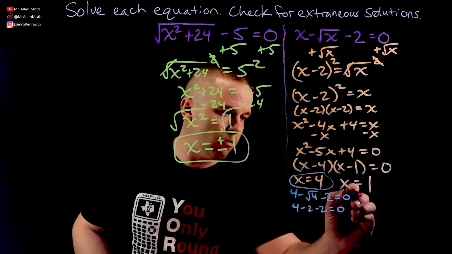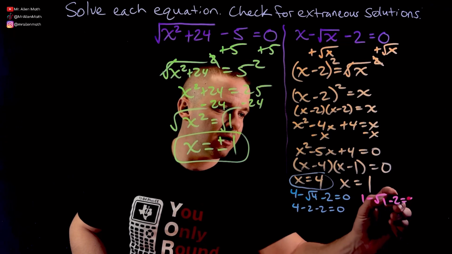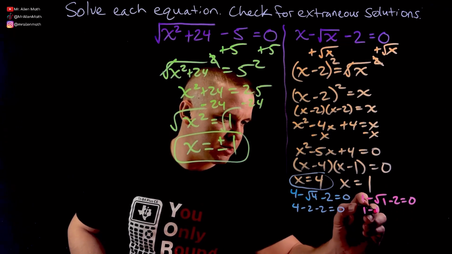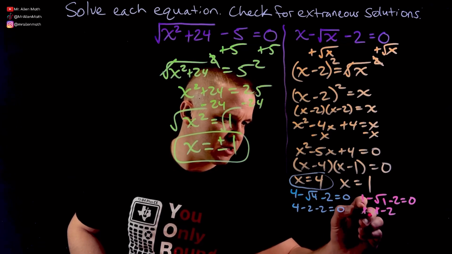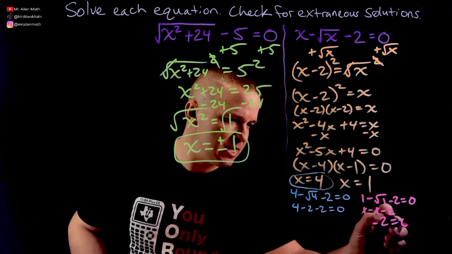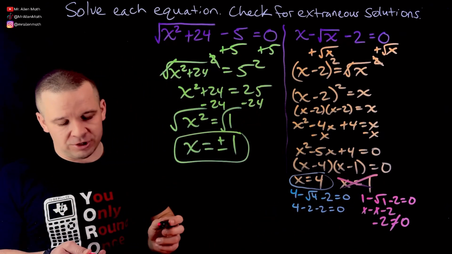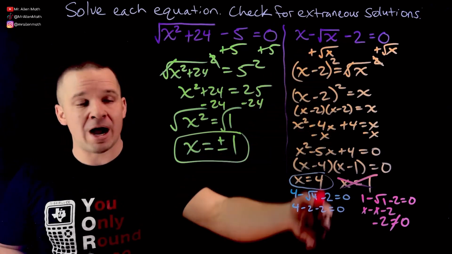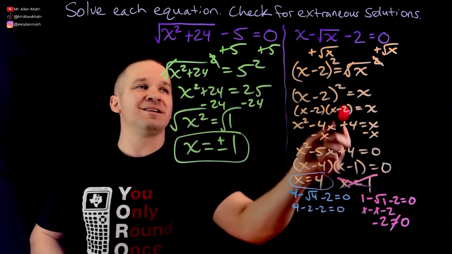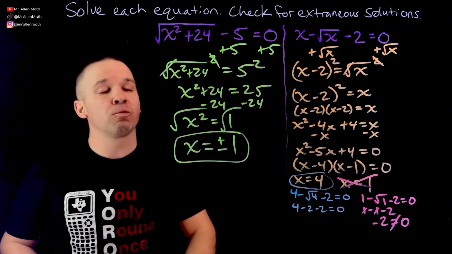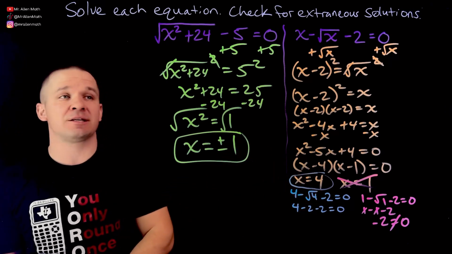Now, let's check the other one with 1. So for this one, it's going to be 1 minus the square root of 1 minus 2. Does that equal 0? Well, this is going to be 1 minus 2. These cancel. I'm still left with negative 2 here, right? Does negative 2 equal 0? No, it doesn't. That is an extraneous solution, okay? So we got it through proper steps of solving this, but x equaling 1 does not work in the original equation. So I have to eliminate it. The only working solution is x equals 4.